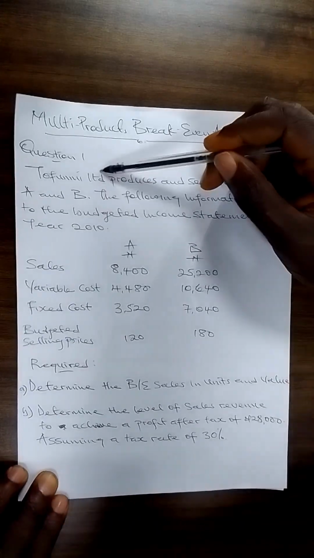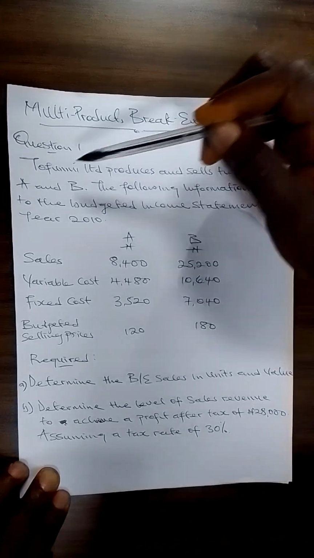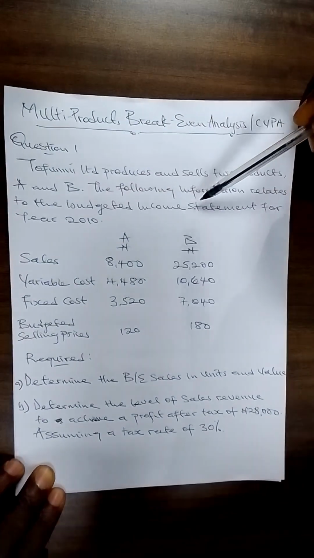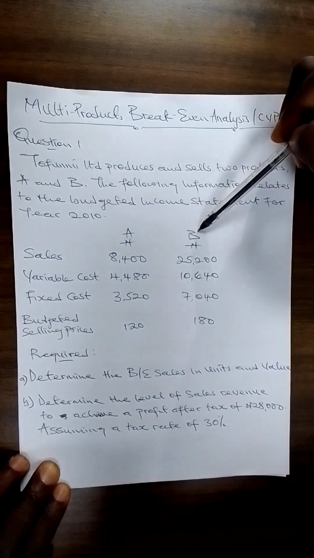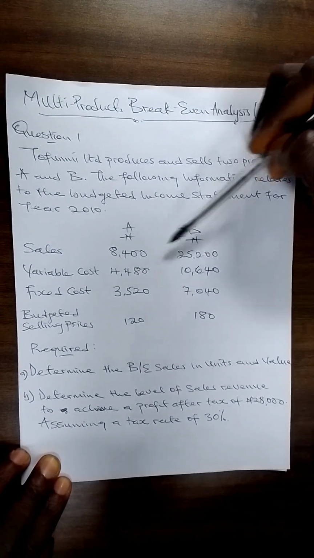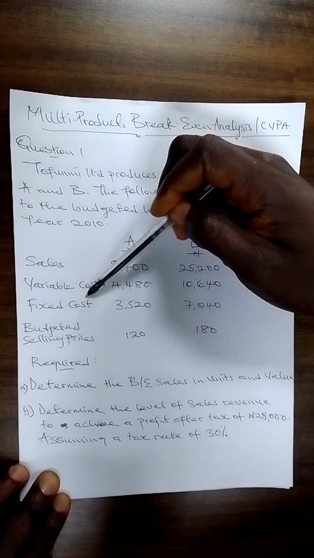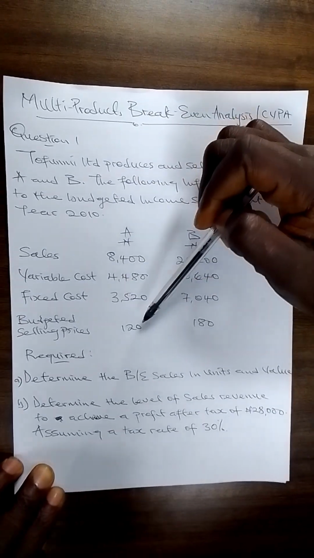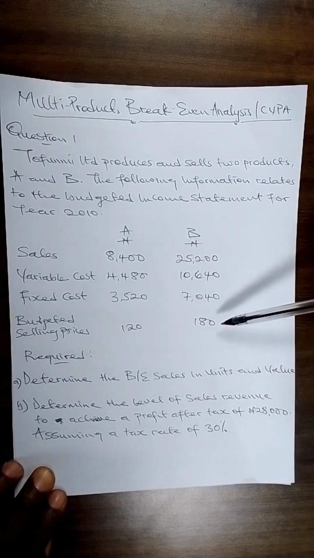So let's read the question. Tofumi Nigeria Limited produces and sells two products, A and B. The following information relates to the budgeted income statement for year 2010. These are the two products. We have the sales in value. This is the total sales value. This is for A and this is for B. Variable cost for A and B. Then we have the fixed cost for A and B. Budgeted selling price. Budgeted selling prices are 120 and 180.